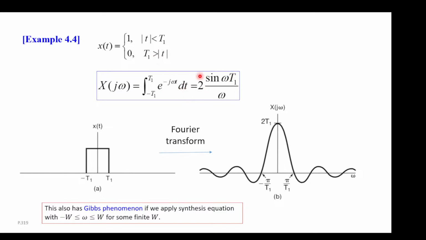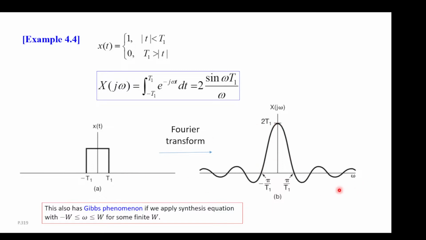And you do the integration, and then you see this is 2 sine omega T1 over omega, a sinc function. Okay, and you plot it, and you look at this. Then it has a weird point: what happens when omega equals 0? When omega equals 0, this function actually equals T1 multiplied by 2, so it's 2T1. And you can also just take omega equals 0 here and do the integration, and you see it should be 2T1.